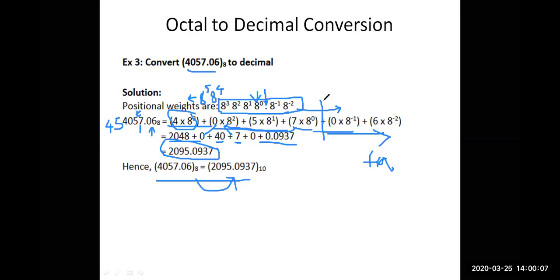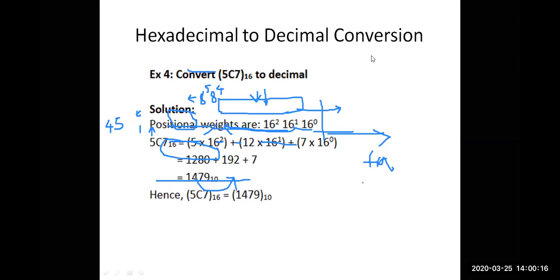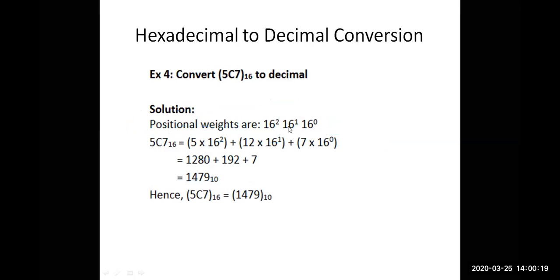Okay, so the next thing is conversion from hex to decimal. Now we have just seen how to convert the octal number to decimal. Now let us see the conversion of hex number to decimal. So what change have we made here? In the earlier case, it was base 8 in case of octal, but here the base is 16. The rest of the things are the same. So 5C7, we want to convert this hex number into a decimal format.